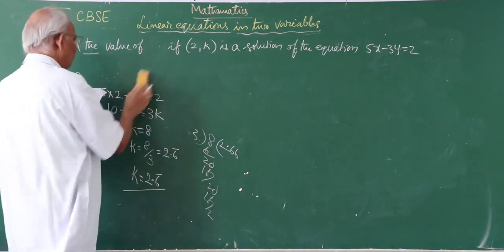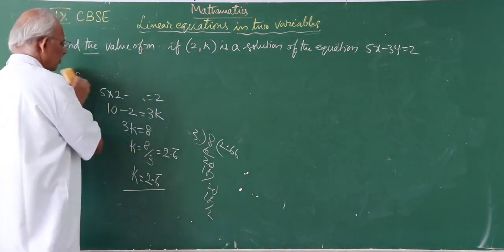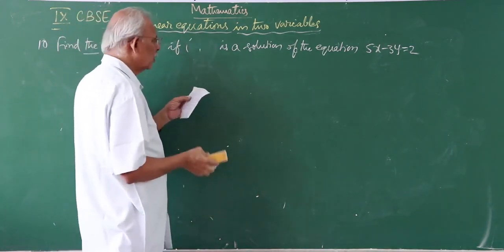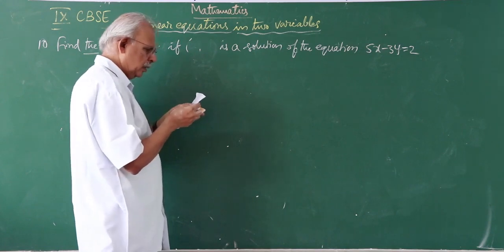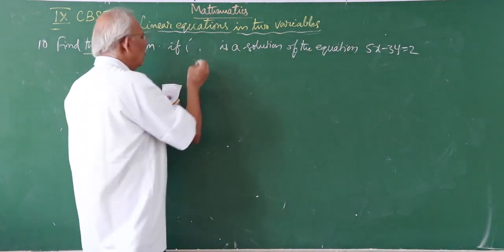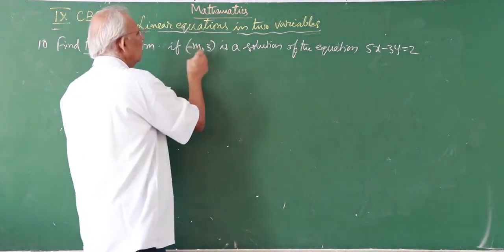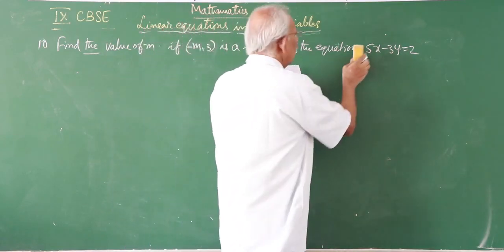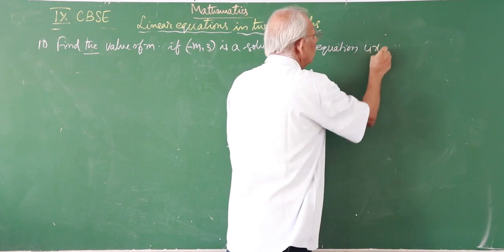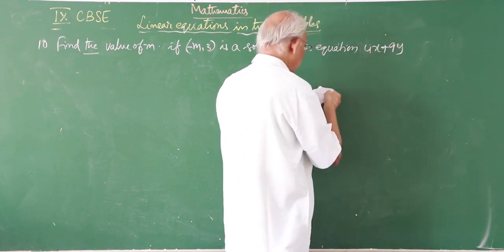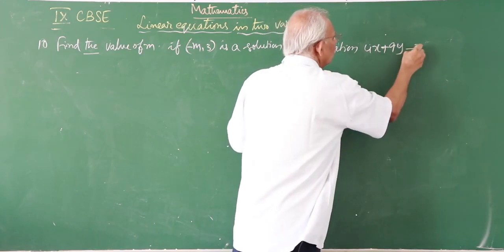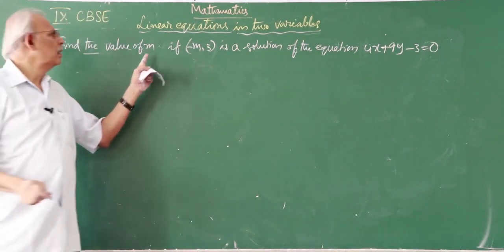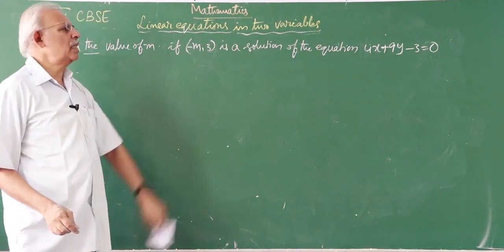Find the value of m if minus m comma 3 is a solution of the equation 4x plus 9y minus 3 equals 0. This is the equation given, and minus m comma 3 is a solution.